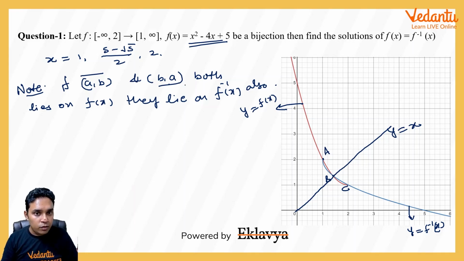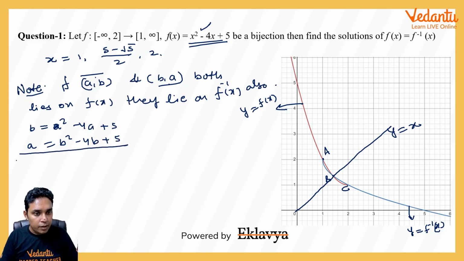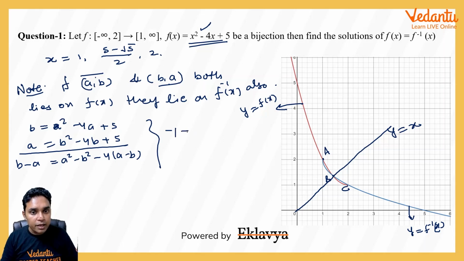Now if that is the scenario, what will happen? This point will satisfy the graph of f(x), so we will get b equal to a square minus 4a plus 5, and also a equal to b square minus 4b plus 5. Now we can take the difference. b minus a is equal to a square minus b square minus 4(a minus b). Now as a is not equal to b, because we are looking for those solutions only, I can cancel both sides by a minus b, and we will get minus 1 equal to a plus b minus 4, and this gives us a plus b is equal to 3.